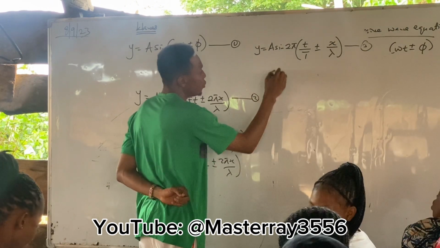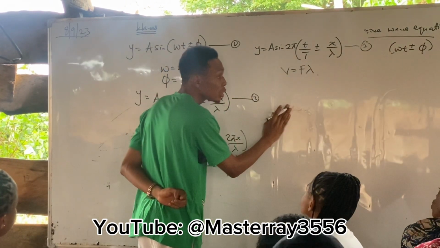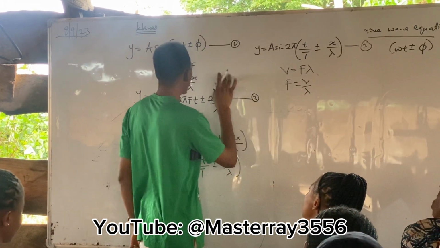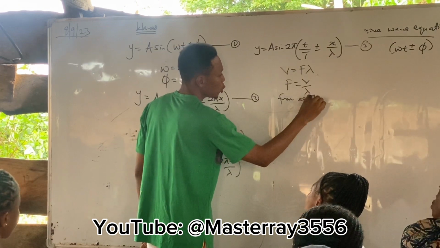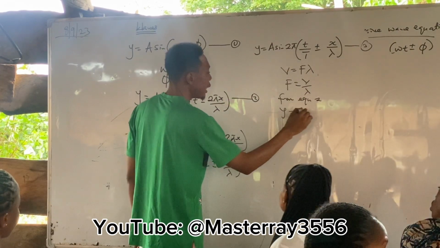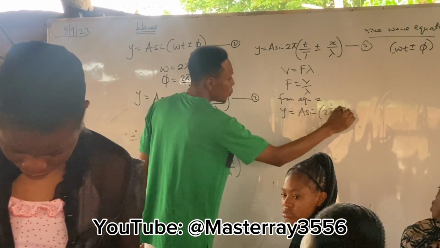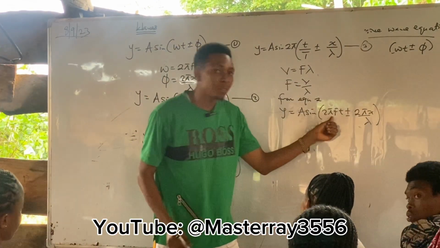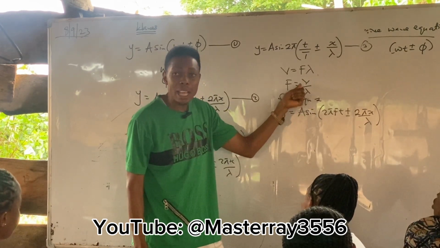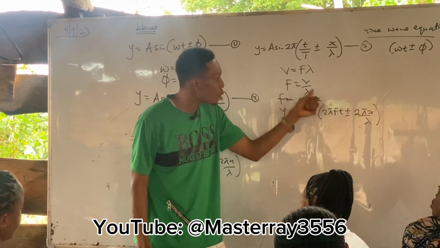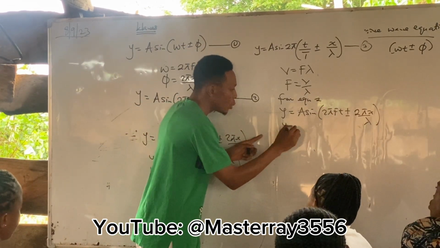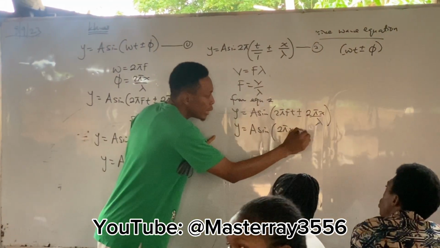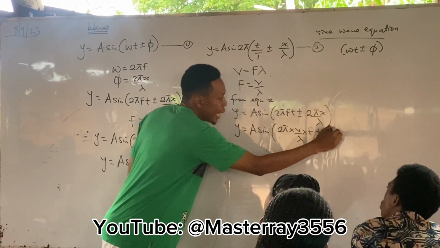You also know that your v is equal to f lambda, is it not? If we make frequency the subject of the formula, we have f equals v over lambda, right? Now, from your progressive wave equation, which is equation 2, y equals a sine bracket 2 pi f t, plus or minus 2 pi x over lambda. We already know our f is v over lambda, so in place of f we can replace it with v over lambda. At the end, we have y equals a sine, then brackets, 2 pi times v over lambda times t, plus or minus 2 pi x over lambda.